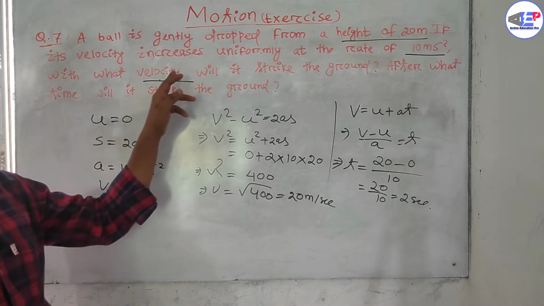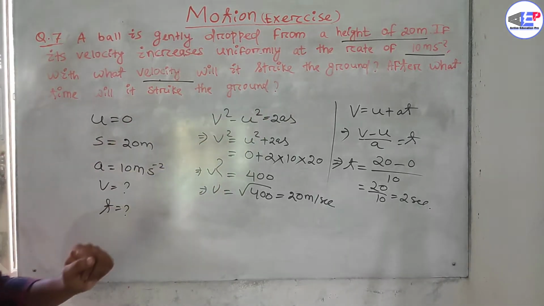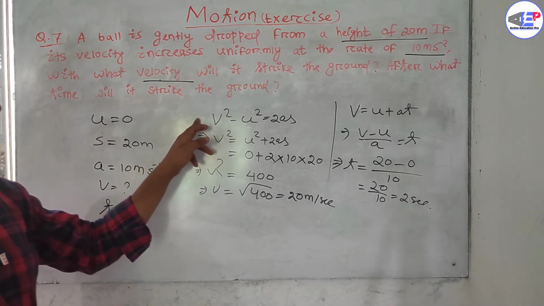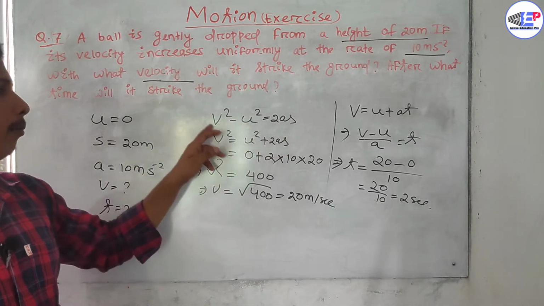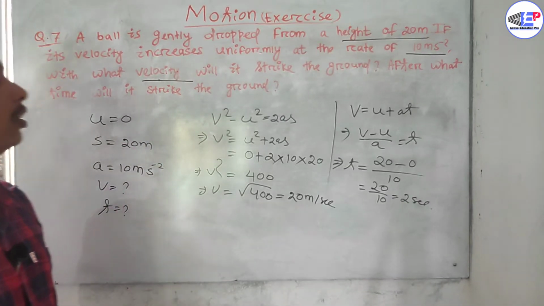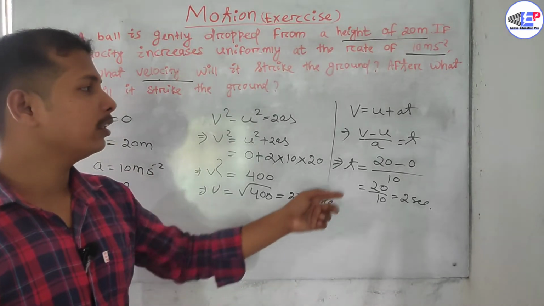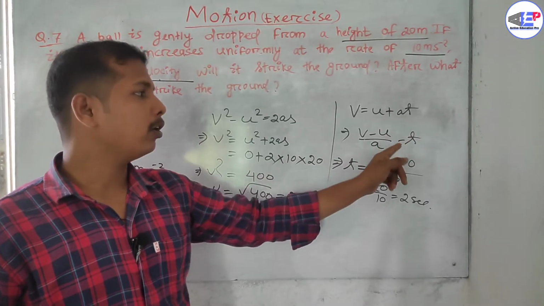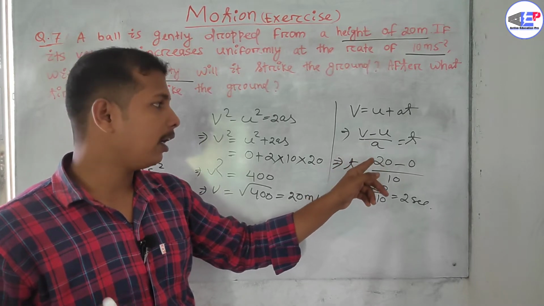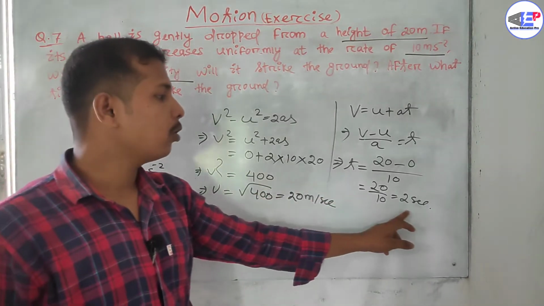We have to find out the final velocity and the time at which the ball strikes the ground. For finding the final velocity, we have the relation v square minus u square is equal to 2as. By using this relation, we can calculate that v is 20 meter per second. Next, we have to find out the time. For finding time, we know the first relation, that is v is equal to u plus at. From here we can find that t is v minus u divided by a. From here we can calculate that the value of t is 2 seconds.